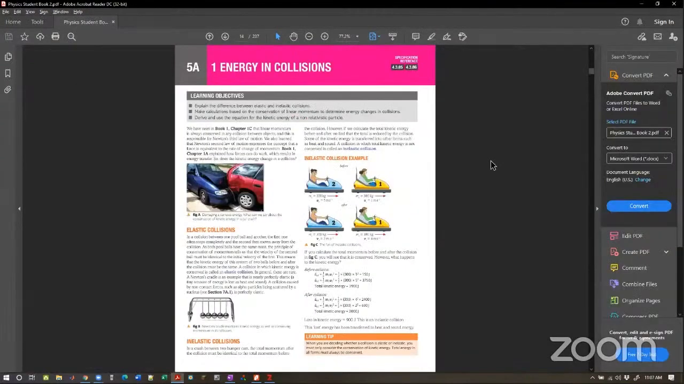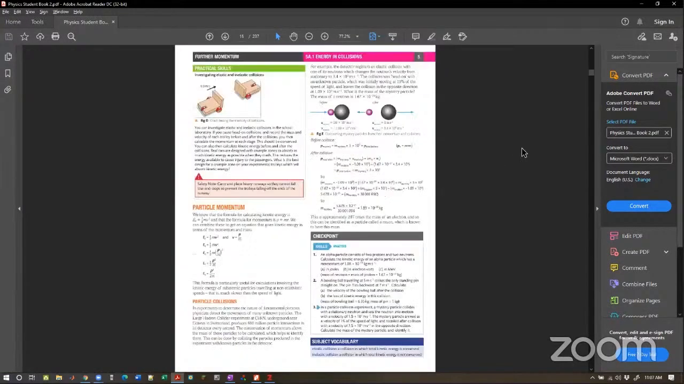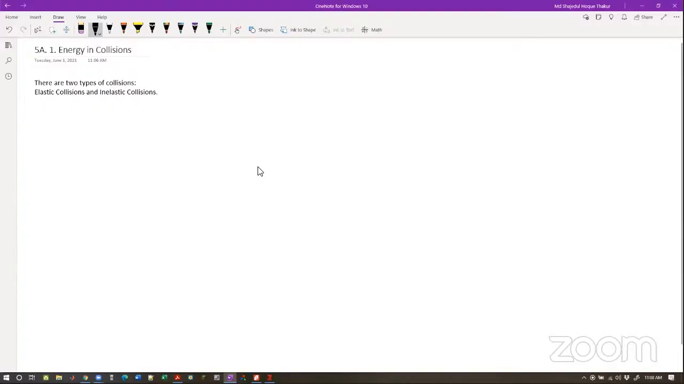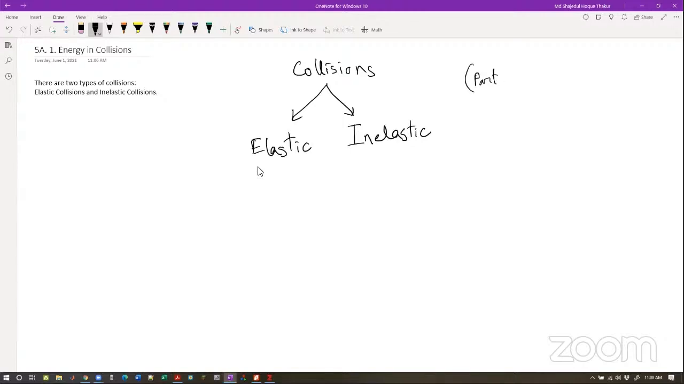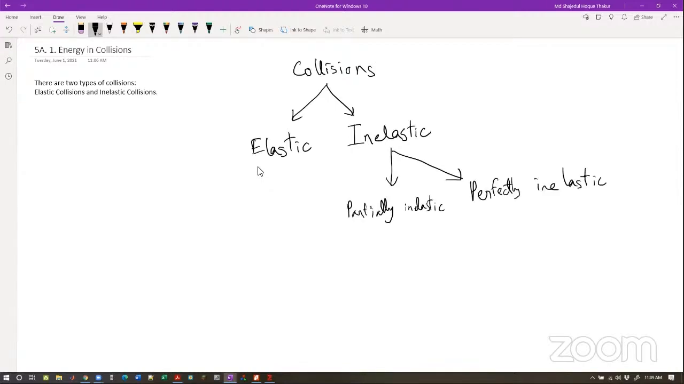So the first thing that we learn about energy in collisions is that there are two types of collisions, which is elastic collision and inelastic collision. Now, you can also say that there are partially elastic collisions, but we are qualifying that basically within inelastic. So if I clarify that, inelastic collisions you can think about in two parts, partially inelastic or perfectly inelastic. How do we classify them?